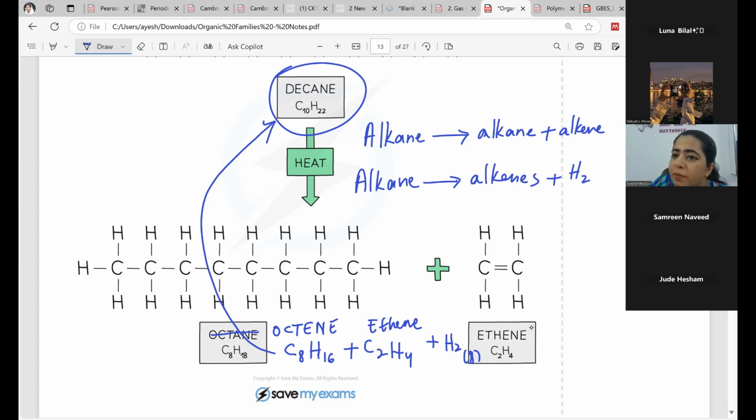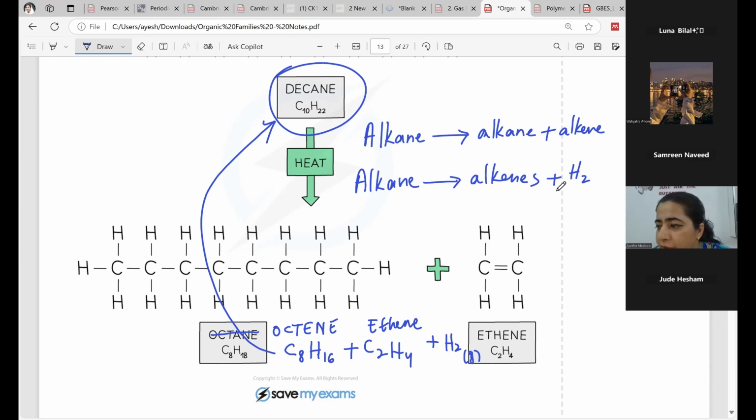Okay. So like this, multiple products will be there. If you're getting alkenes, maybe one alkene or two alkenes, alkene means there are two hydrogens less, then hydrogen gas will be there. So overall, alkane, alkene and hydrogen are the three possible products.